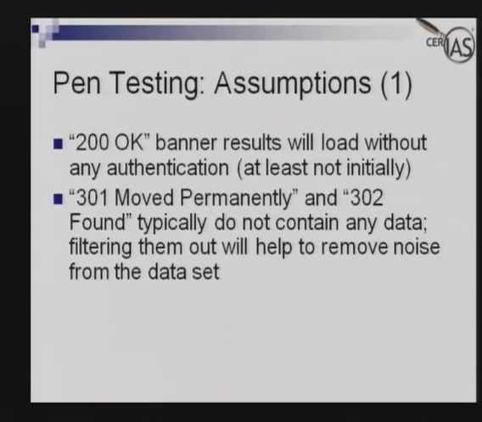A 301 and 302, they typically don't contain data that's useful for us. However, we talked about we can use Boolean operations to filter. So all these codes are in every result. So we could use, for example, minus 301, minus 302 to get these results out of our data set.